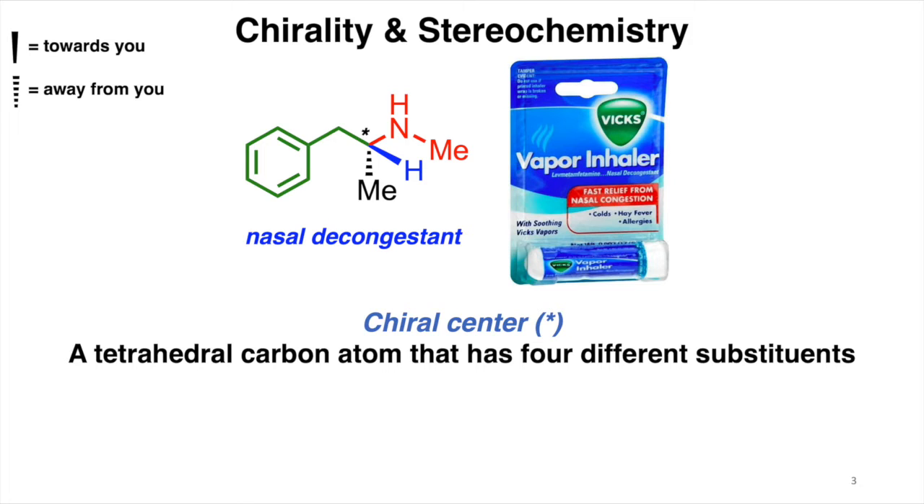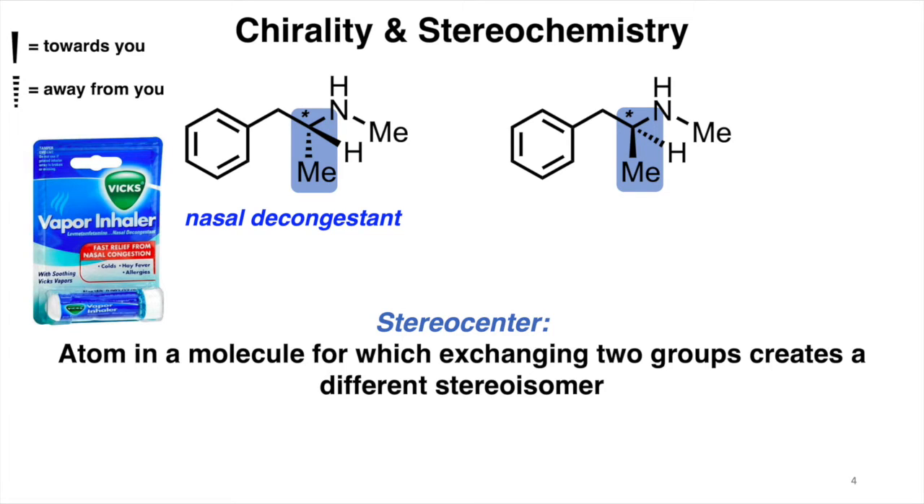Now notice in this molecule that the methyl group is on a dashed bond, meaning it's pointing to the back. And the hydrogen atom is on a wedged bond, meaning it's pointing towards us to the front. Now if we swapped the positions of the methyl and the hydrogen, we get the following molecule. When 2 atoms or groups around a chiral center can be exchanged to form a new stereoisomer, this chiral center can also be called a stereocenter.